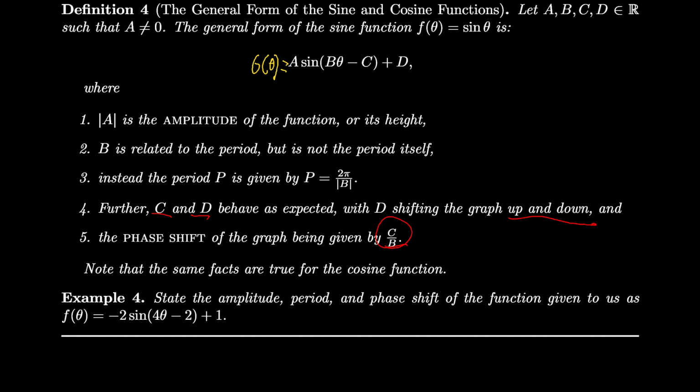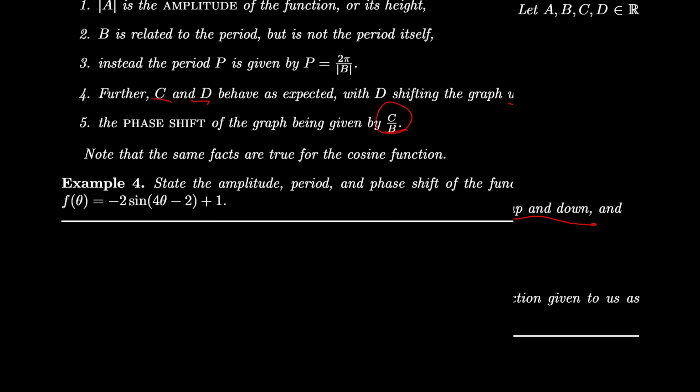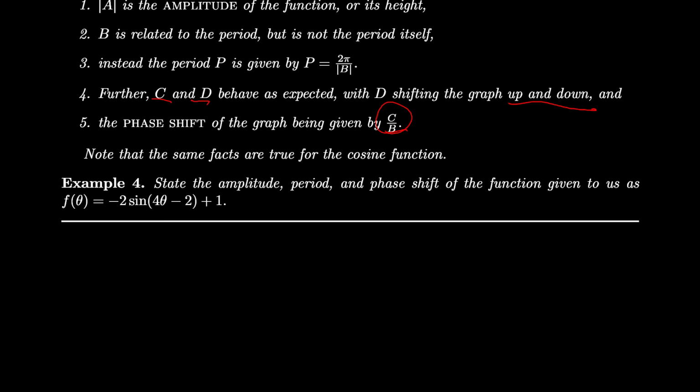So I want to look at this next example, and it says state the amplitude, period, and phase shift of the function given to us as f of theta equals negative 2 sine of 4 times theta minus 2, plus 1. So I want to get those things out, the amplitude, the period, and the phase shift. So let's look at all this, and let's figure out what all that is and what all that means. And then we're done. I want to leave all that up there. We don't need that much space.